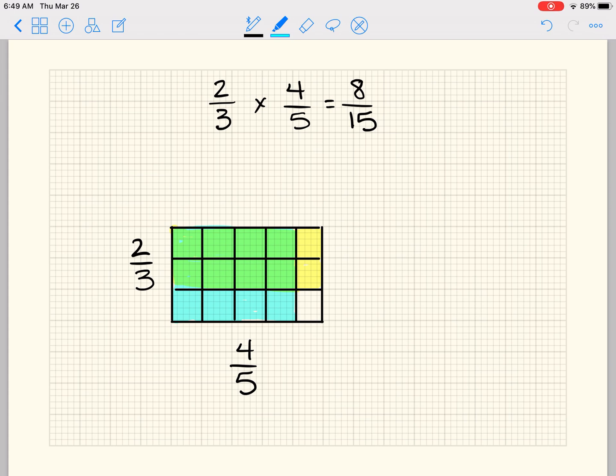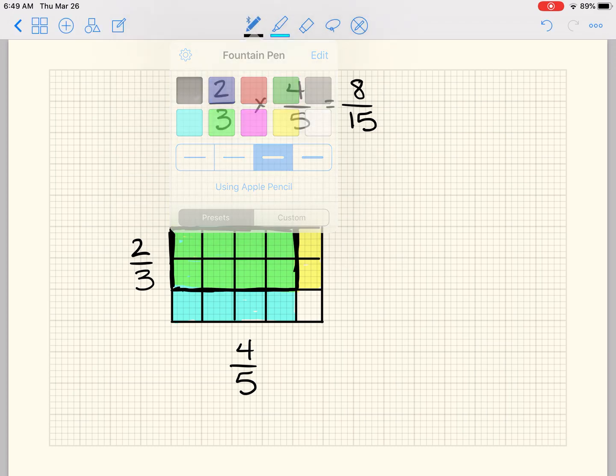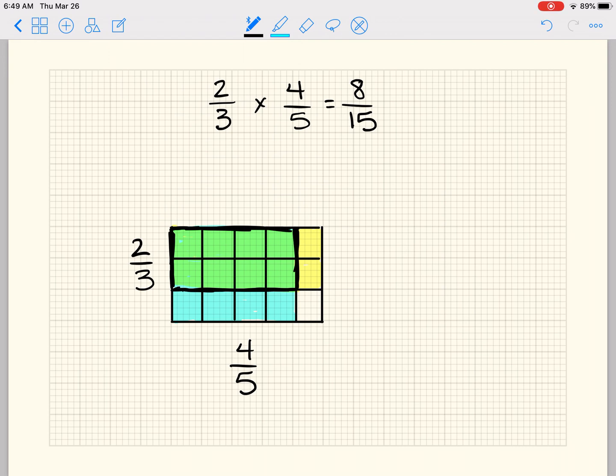Now what you're going to notice is I have a section that is green. Well, this is where my model has been colored in twice. And this is the area. So, if you notice, those green squares, if you count them, 1, 2, 3, 4, 5, 6, 7, 8, well, that matches the numerator of my product.